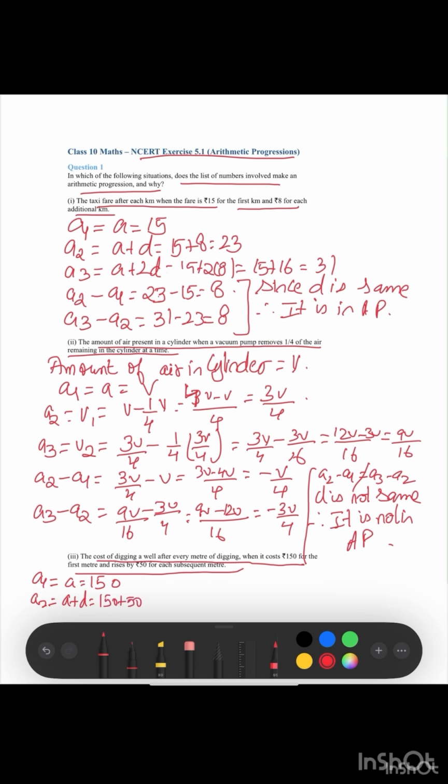Similarly, A3 will become A plus 2D, that will become 150 plus 2 into 50, that is 150 plus 100, which is 250. So if you observe over here, the series will become 150, 200 and 250. The difference between the first two terms, A2 minus A1, is 50. Again, the difference A3 minus A2 is also 50. So the series is going to be in AP.